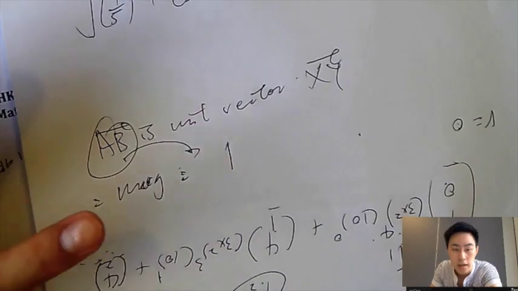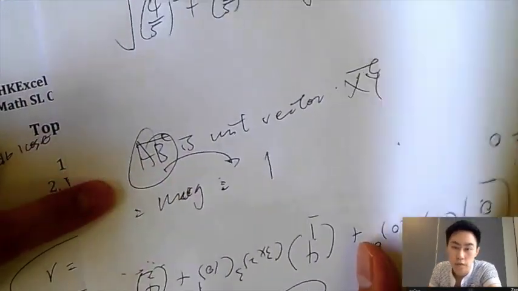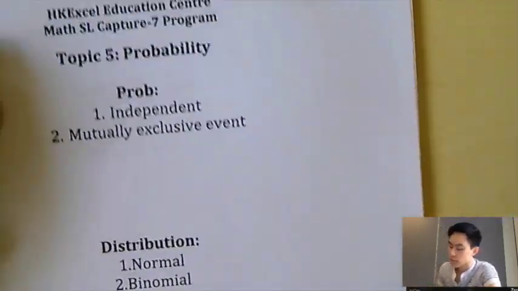Okay, you don't need to do any calculation. That is the true meaning of the unit vector. Very important. Okay, so next page, probability.